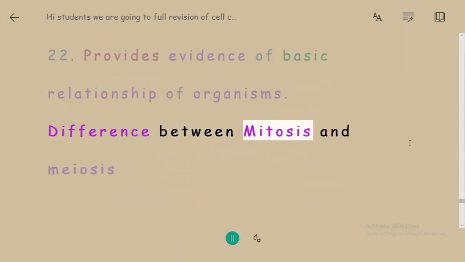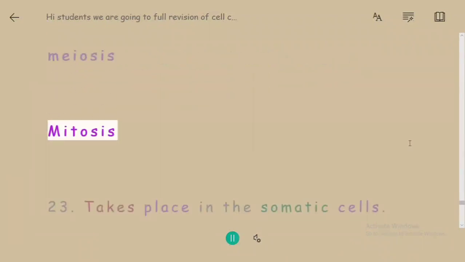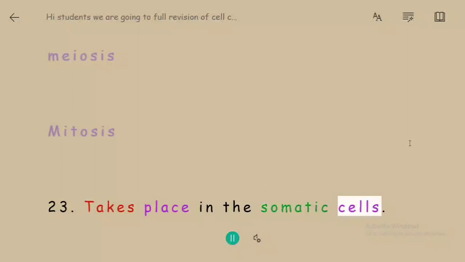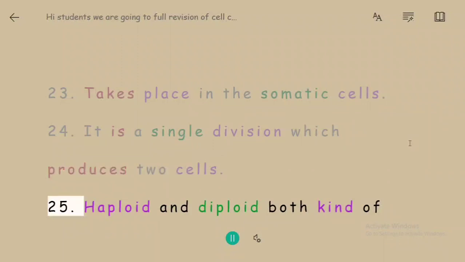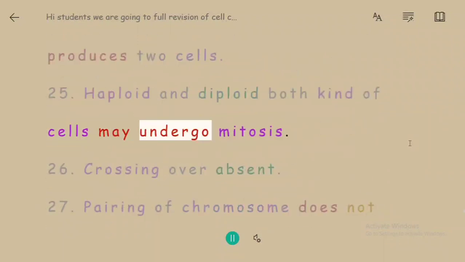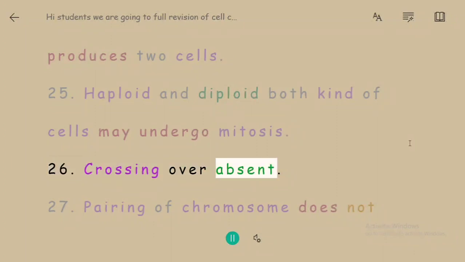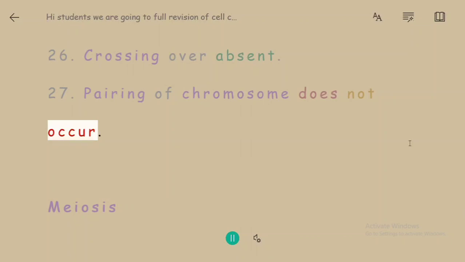Difference between mitosis and meiosis. Mitosis. 23. Takes place in the somatic cells. 24. It is a single division which produces two cells. 25. Haploid and diploid both kinds of cells may undergo mitosis. 26. Crossing over is absent. 27. Pairing of chromosomes does not occur.